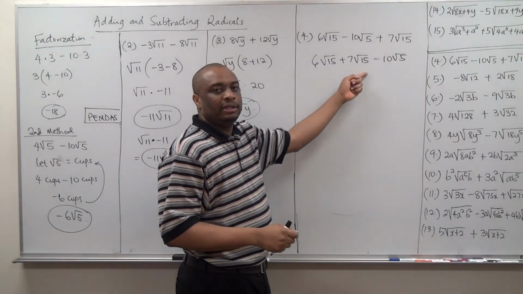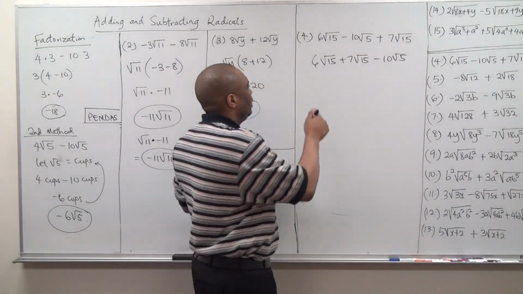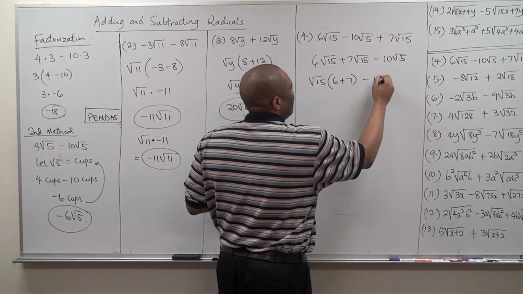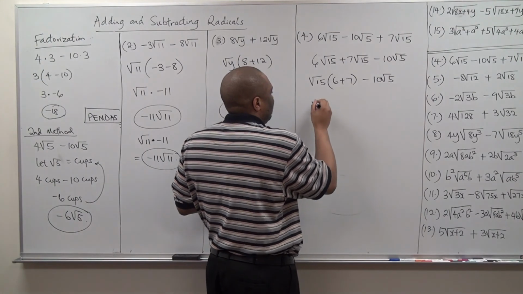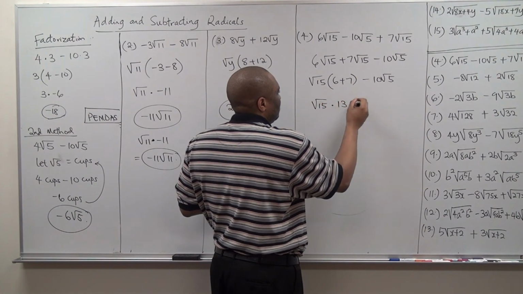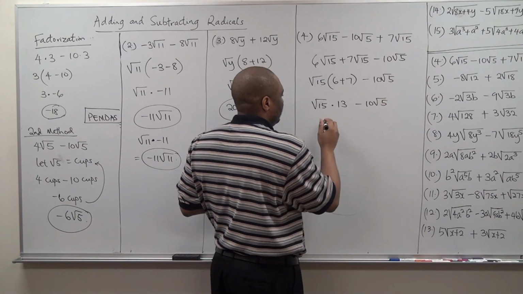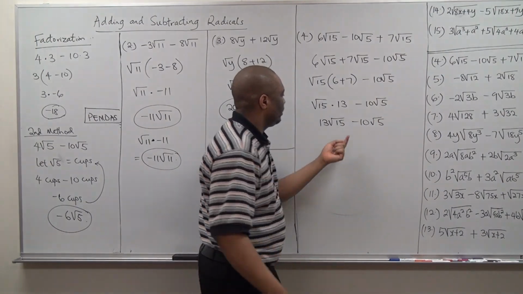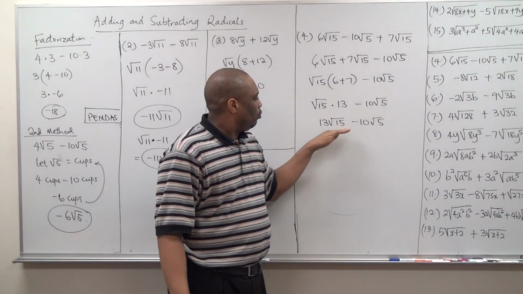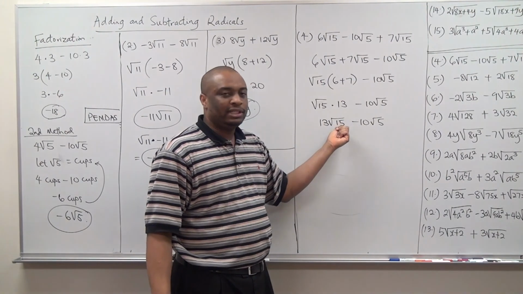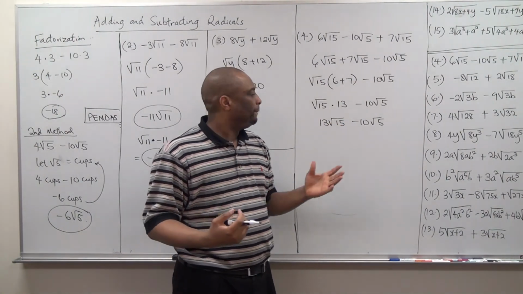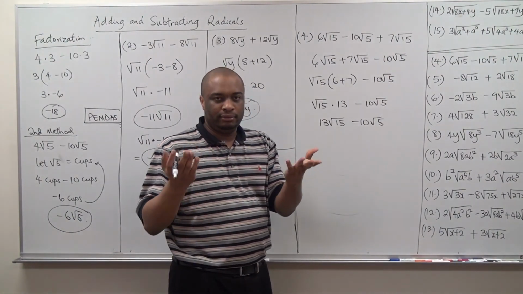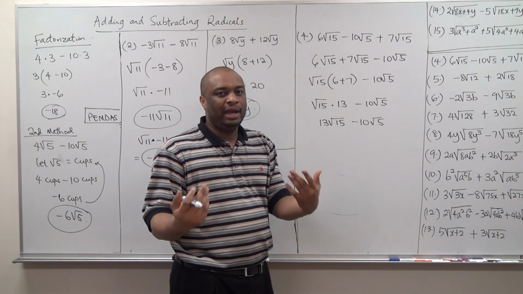So here, of course, I can factor out square root of 15. If I factor it out, this will be 6 plus 7, then minus 10 square root of 5. And this will give me square root of 15 times 13 minus 10 square root of 5. So this will be 13 square root of 15 minus 10 square root of 5. In this, once you get here, when you look at square root of 15, you can simplify it. And before you view this video, you should have known how to simplify radicals.